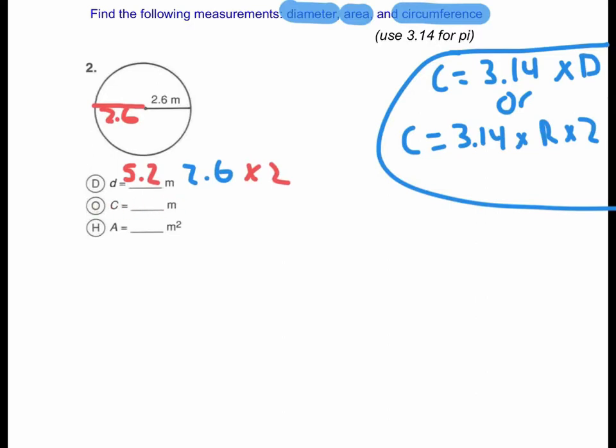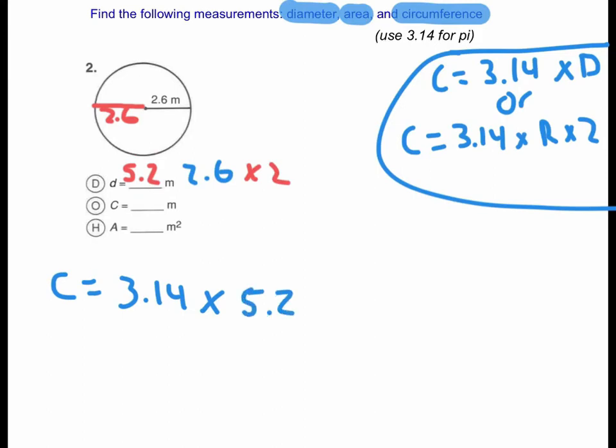Okay, and then next, it looks like they want us to find circumference. For our circumference, we can use either one of these two again. We can use 3.14 times diameter or 3.14 times radius times 2, because that is the same thing as diameter. Since I do know that my diameter is 5.2, I might just use this equation here. So circumference equals 3.14 times diameter, and our diameter is 5.2, so times 5.2.